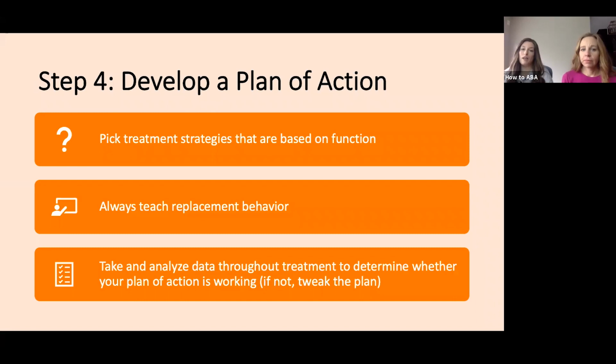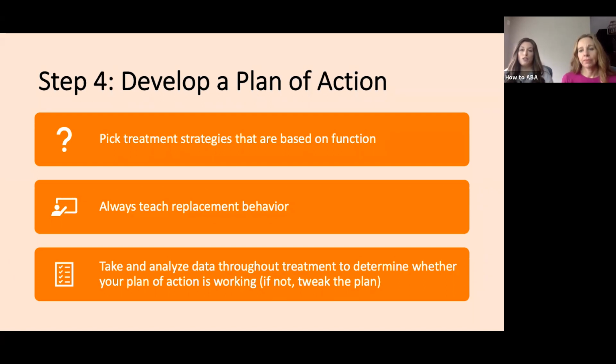And we're going to talk about picking treatment strategies that are based on the function. So if their function is escape or avoidance, the treatment is going to specifically target that function of escape or avoidance and put antecedent strategies and proactive strategies in place to help with that.